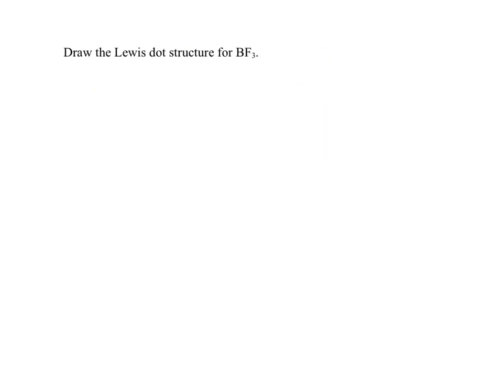So now we're going to draw the Lewis dot structure for BF3. Notice that boron there. That's one of those exceptions to the octet rule. So when we put boron in the center and we bond it with the fluorines, it has access to 6 electrons. So that's done.